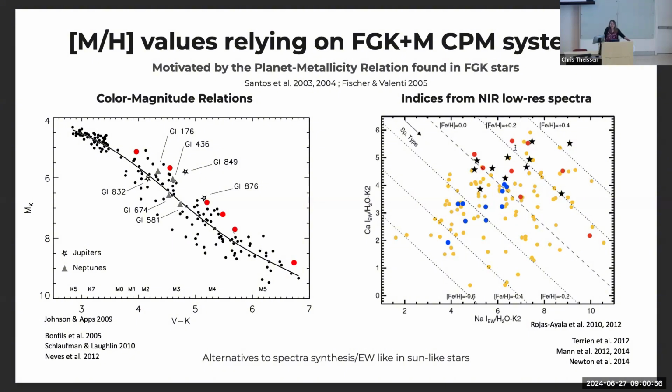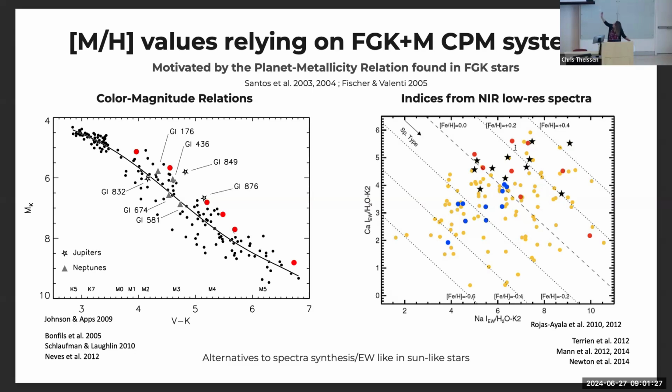Because at the time we really wanted to know if M dwarfs were also following what was being seen by Santos and Fischer and Valenti, that planets were being found around metal-rich stars. At that time, most of the giant planets were being found, so the planet-metallicity relation for giants was holding, and we wanted to know if that actually was the case for M dwarfs. M dwarfs are already different, we treat them differently, we need different methodologies, maybe they also create planets differently.